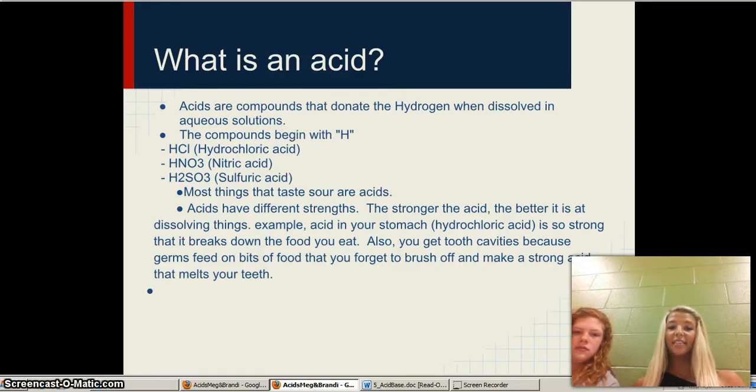Most things that taste sour are acids. Acids have different strength. The stronger the acid, the better it is at dissolving things. Like in your stomach, hydrochloric acid is so strong that it breaks down the food you eat. And when you get cavities, the germs feed on bits of food that you forget to brush off and make strong acids that melt your teeth.